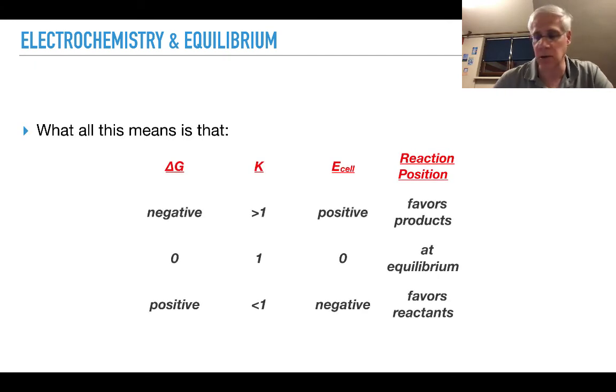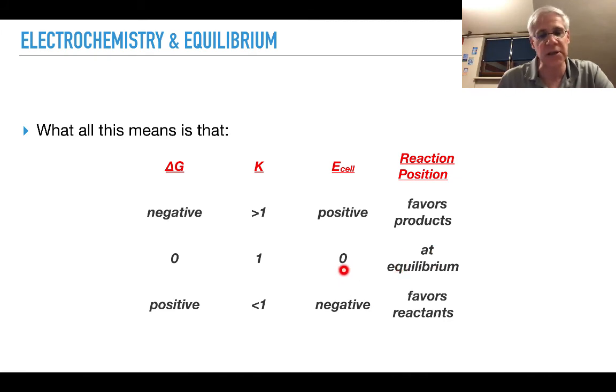So let's tie all of this together here. We know that when delta G is negative, if K is greater than 1, or if E cell is positive, the reaction position will favor the products, that will move in the forward direction. If delta G is 0, K will be 1. E cell is 0. That means that the reaction position is at equilibrium.